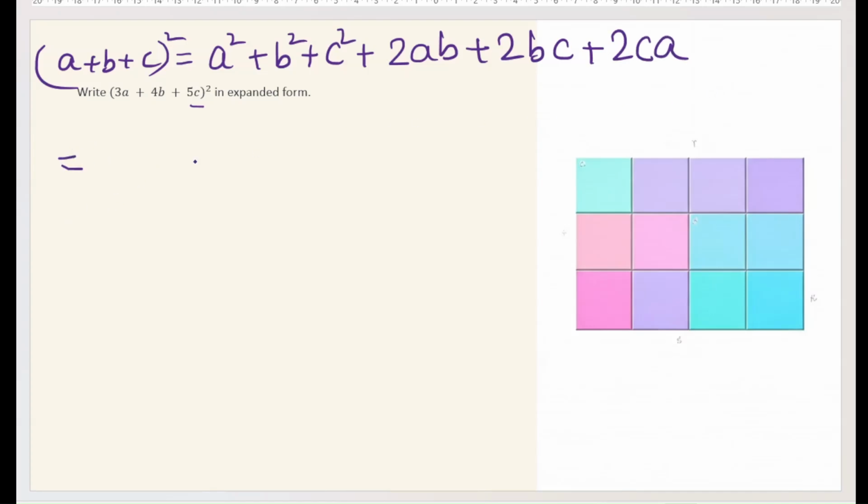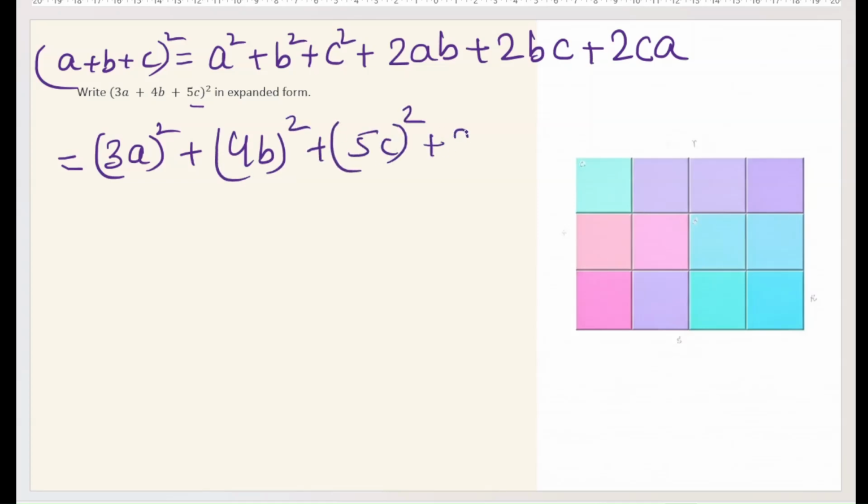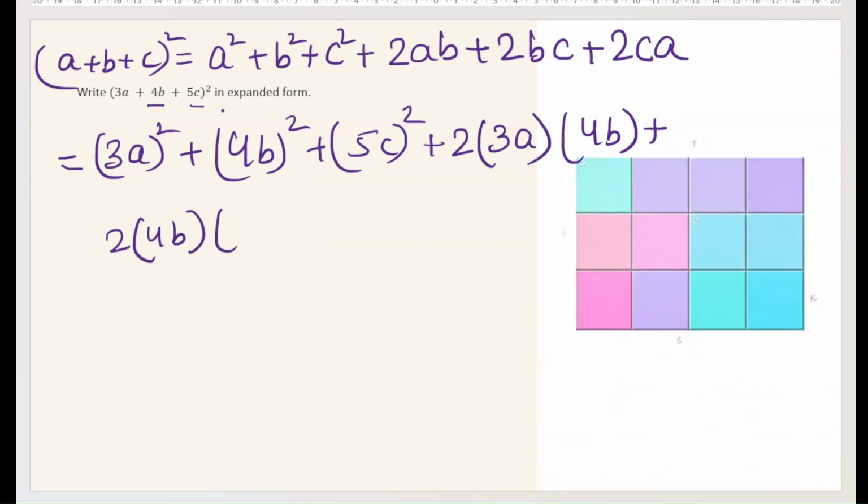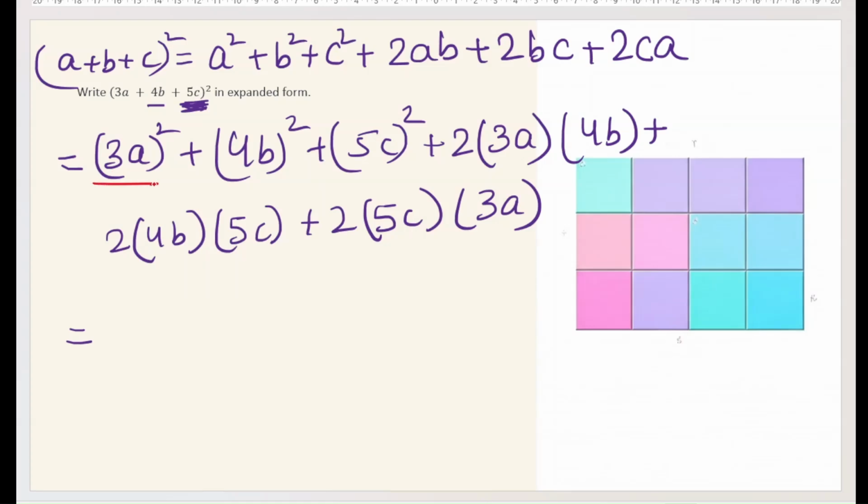So that is equals to, firstly, first term square, that means (3a) whole square. Then second term square, that means (4b) whole square. Then third term square, that means (5c) whole square, plus 2ab. So a is first term, b is second term, plus 2bc. So 2 into b means second term, 4b, multiplied by third term, 5c, plus 2ca. C means third term, then a means first term. That's it.